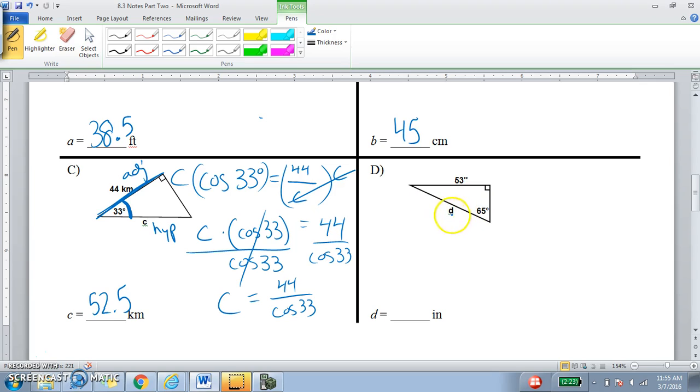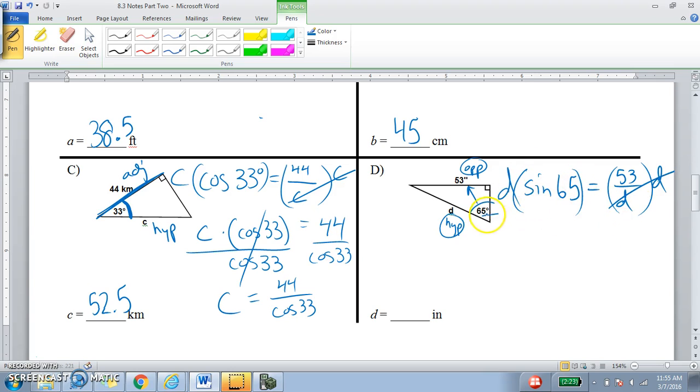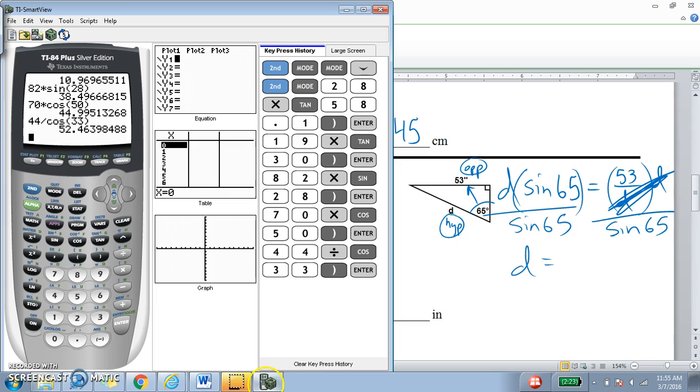Okay, a similar situation is going to happen for the next one, because this is my hypotenuse, that's the variable, and this is opposite from this 65-degree angle. So opposite and hypotenuse means I'm using sine. So sine of 65 is going to equal opposite, 53 over d. So again, I can multiply by d. That cancels out, and then I'm going to have to divide by sine of 65. So 53 divided by sine of 65.